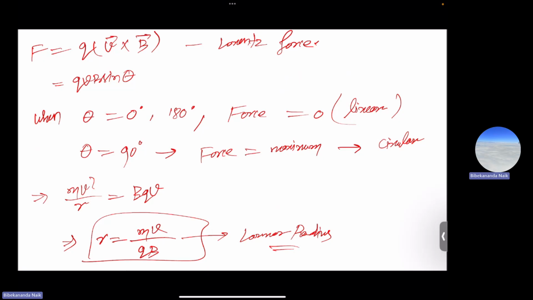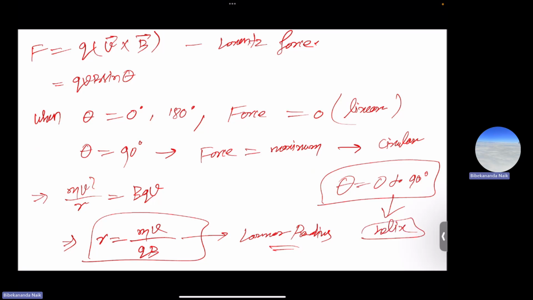And there is another case when theta is neither 0 nor 90 degrees, it is between 0 and 90 degrees. Then there will be a helix, because the component along the direction of motion will help in moving along that direction, and the force acting in the perpendicular direction will help in circular motion. So the particle will undergo circular motion, but the center will move along a linear direction.